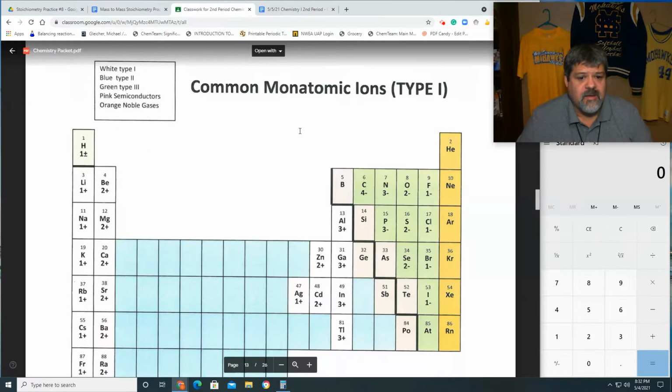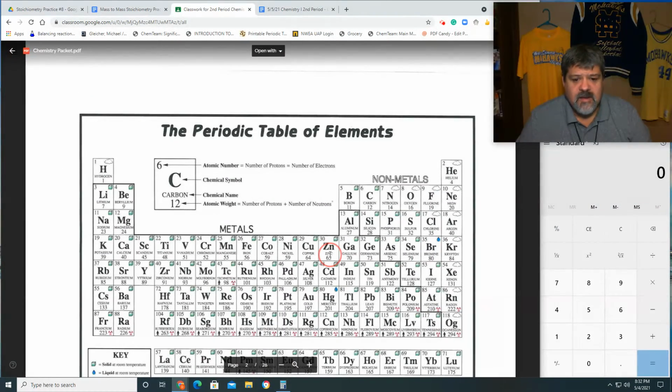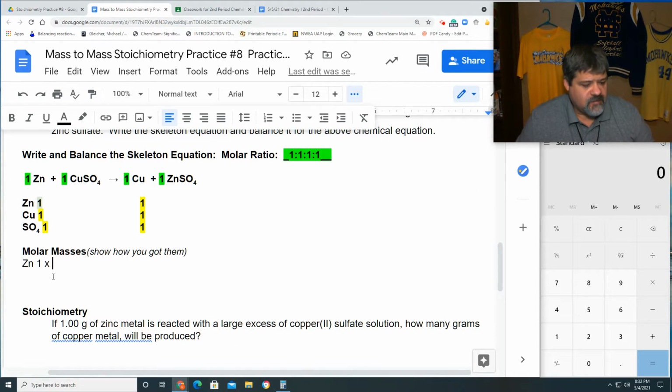We go back to our periodic table. And let's go back up to the top here. And scroll up to our periodic table. Zinc is right here. It looks like it's 65. It's the large number that's in the box. So it's going to be 65. And that's going to equal 65. Okay. So we know that there's going to be 65 grams per mole, and that's going to be per 1 mole.